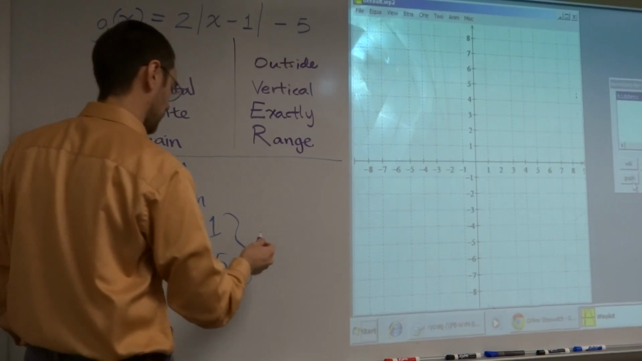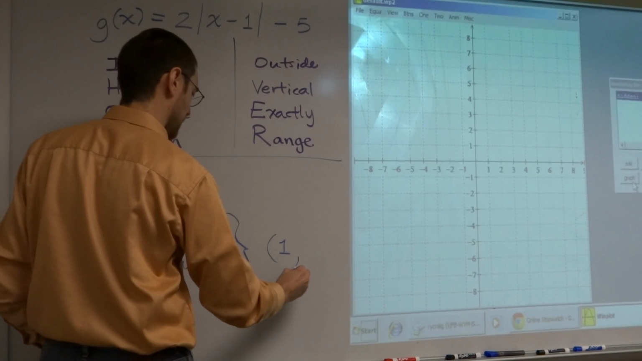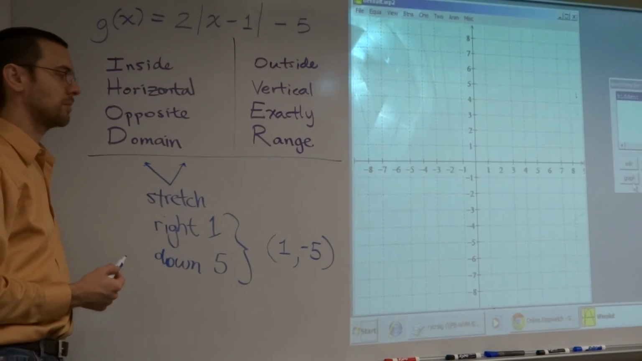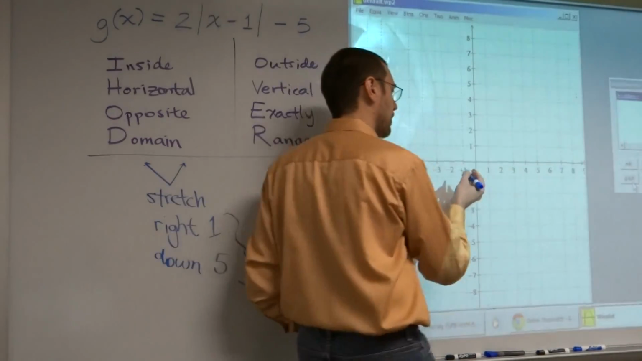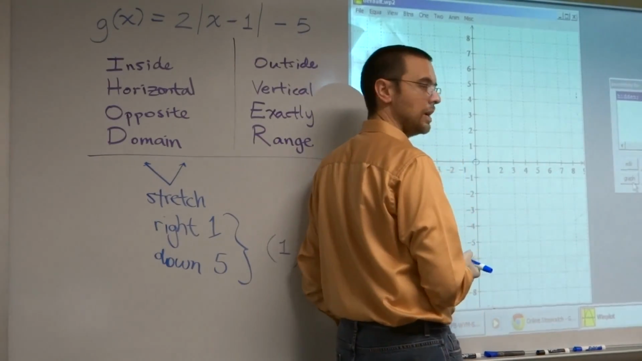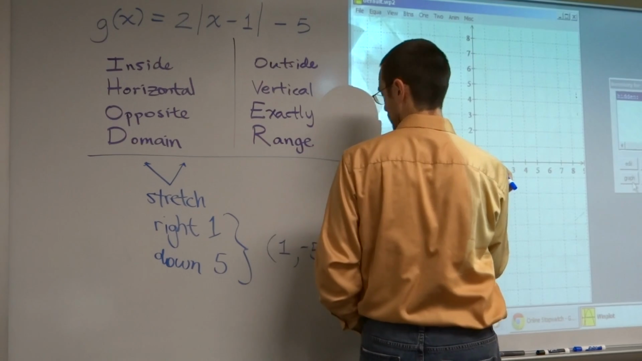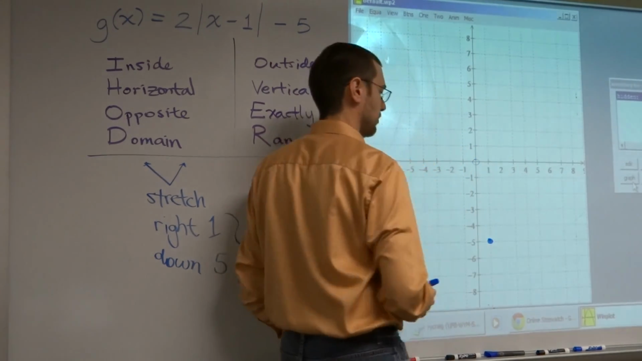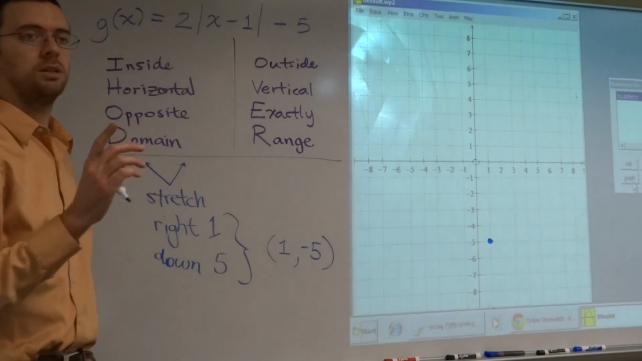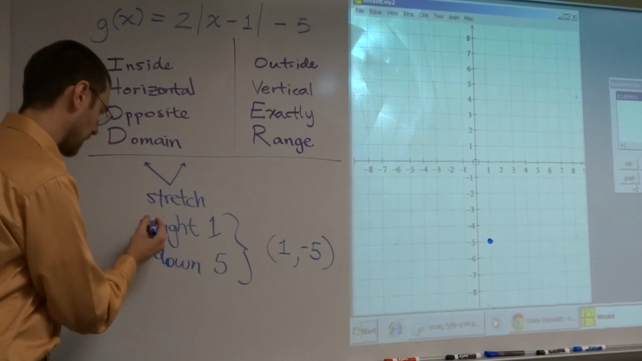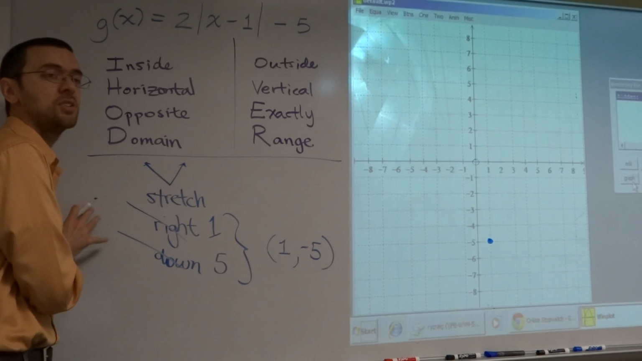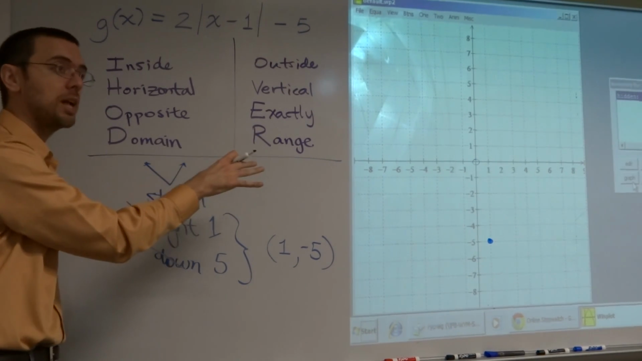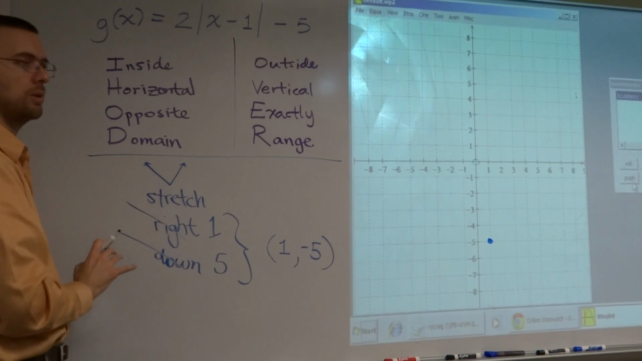Right 1, down 5 tells me that I have a vertex of what? 1, negative 5, right? Think about that. If your vertex started right here, then you went to the right 1 and down 5, you're going to be right here. Now check this out. I don't need to worry about that stuff anymore. I've got it. I'm using that in my graph, my picture. I don't need it anymore.